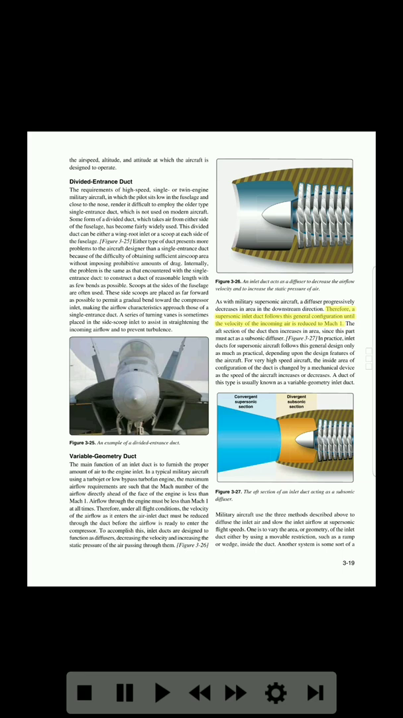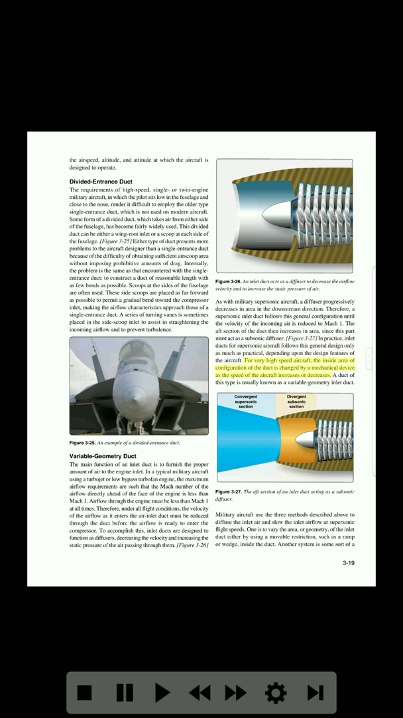Therefore, a supersonic inlet duct follows this general configuration until the velocity of the incoming air is reduced to Mach 1. The aft section of the duct then increases in area, since this part must act as a subsonic diffuser. Figure 3-27. In practice, inlet ducts for supersonic aircraft follow this general design only as much as practical, depending upon the design features of the aircraft.